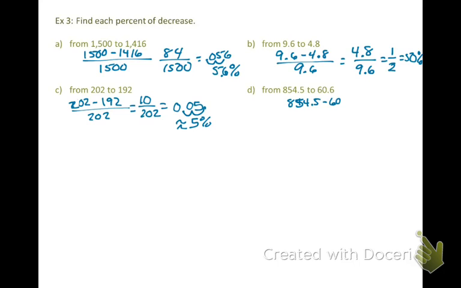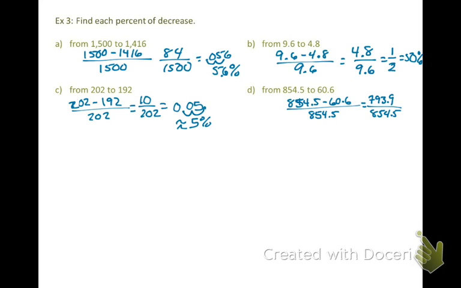854.5 minus 60.6 over 854.5. 854.5 minus 60.6 equals 793.9 over 854.5. I got 93%. You got 90%? 93%. No, it's 93%. You round the 2.